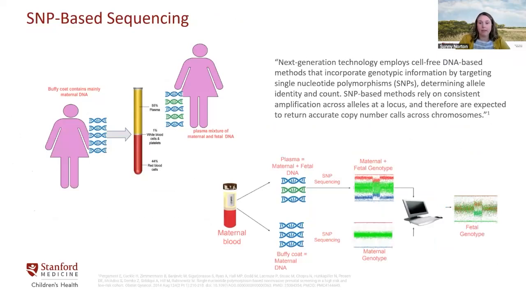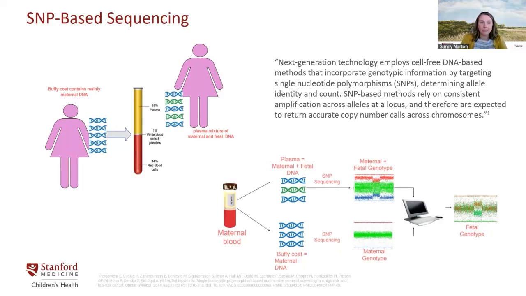The other method is a SNP-based platform, and SNPs are single nucleotide polymorphisms, so small genetic differences, kind of like a molecular fingerprint. And this provides a more targeted approach by only analyzing regions of interest, aligning fragments to chromosomes of interest, and comparing the differences between the patient and the pregnancy DNA fragments.